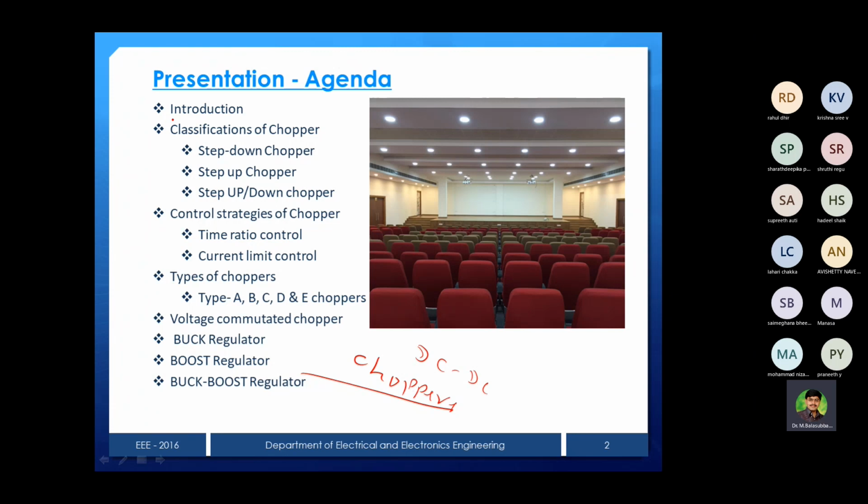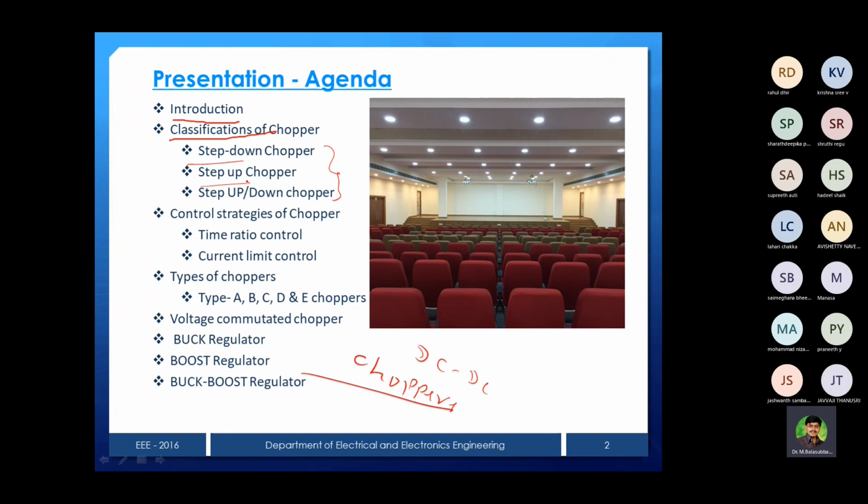Now the first thing is the introduction, then classifications. There is a major classification based on the voltage levels. We can classify this as step down, and step up and down. Both are possible in the same chopper. Because in step down you will get lower voltages than the supply, and in step up from supply to higher voltage. Then you can get both, depending on our requirement.